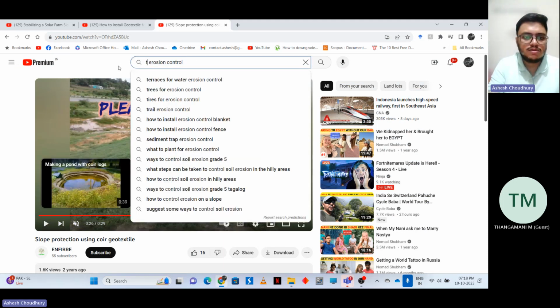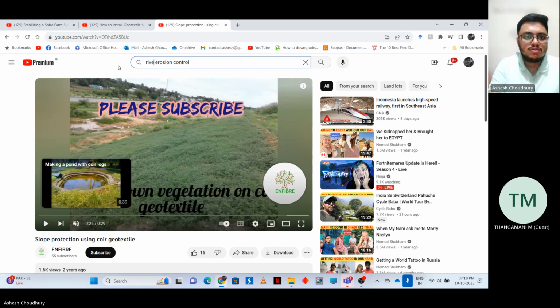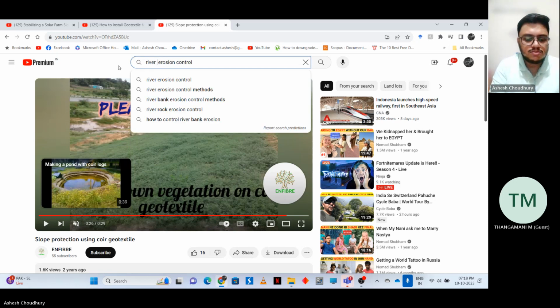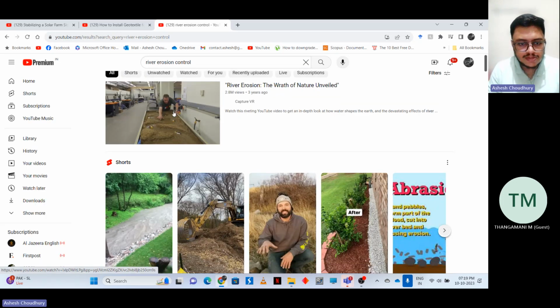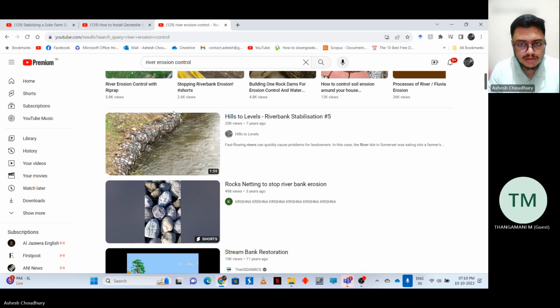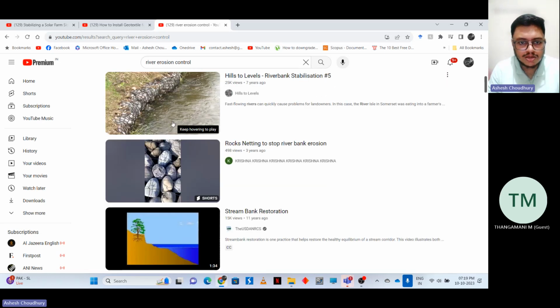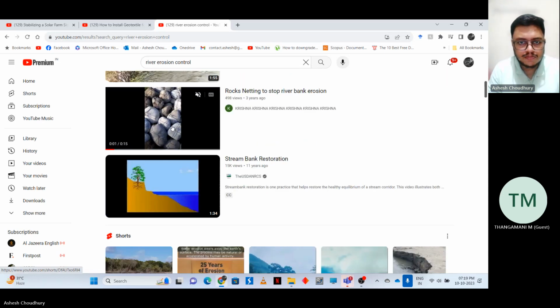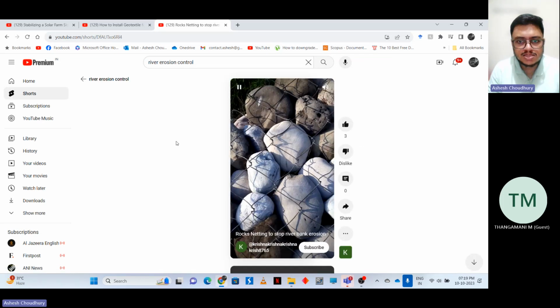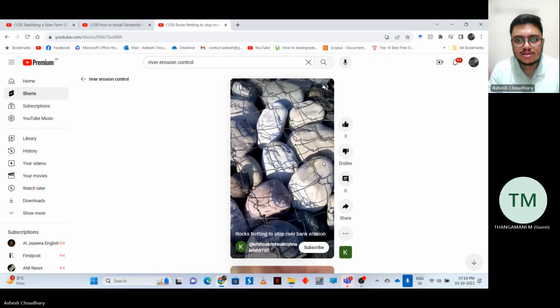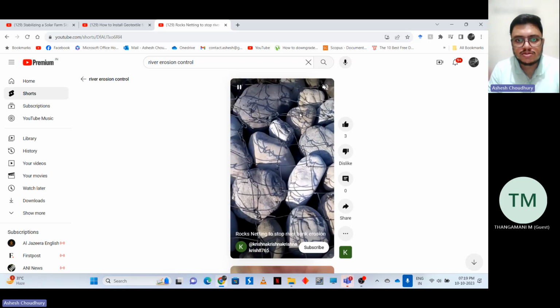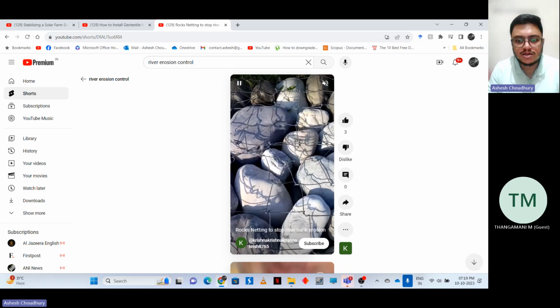Just one more thing. See some videos. You can see these are nothing but gabions. These are put so that erosion is prevented.